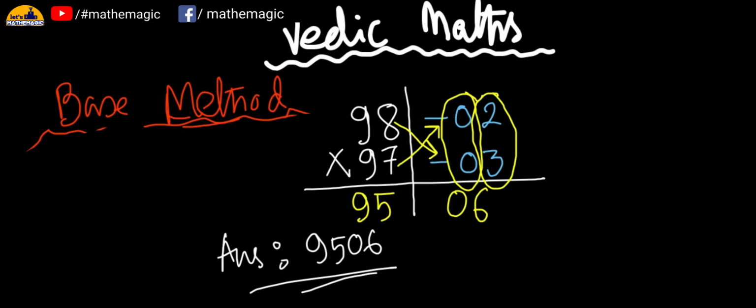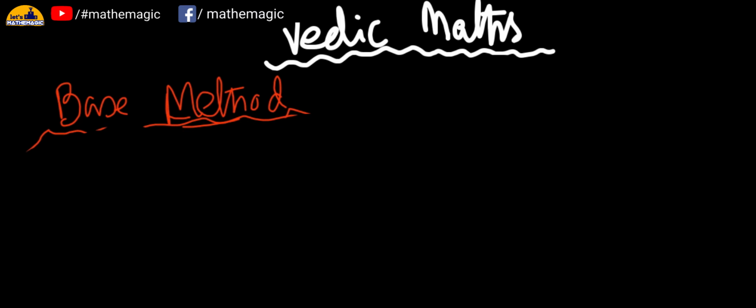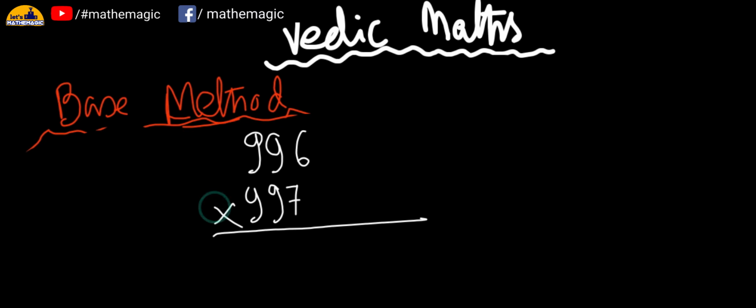Okay, so let us multiply 3-digit numbers using the same method, which are very close to the base. The third example for today is 996 times 997. So I am going to multiply 996 by 997. The first thing that comes to my mind is the very close base number, which is very close to 996 and 997. It is 1000. Am I correct?